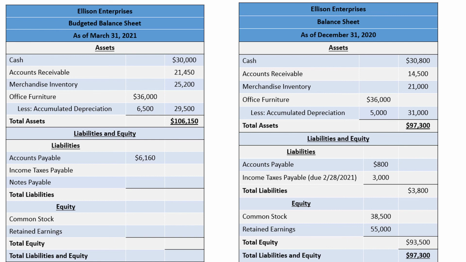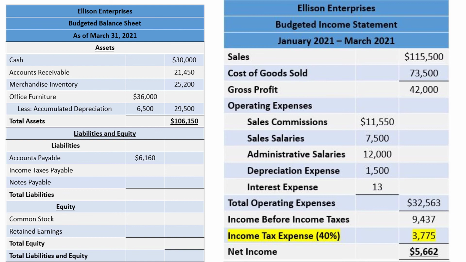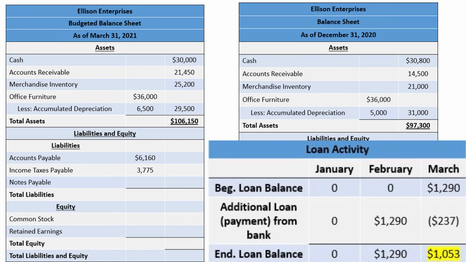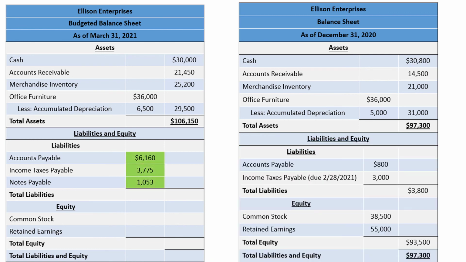Remember that the income taxes from the last period were paid in February on the cash budget, so the only income taxes that still need to be paid are from the current period. We can see from the budgeted income statement that the income taxes are $3,775, which becomes our income taxes payable. We now have notes payable because the company took out a bank loan to meet their cash requirement. On the cash budget, we can see that the bank loan is for $1,053, so that becomes our notes payable balance. We can add up our 3 liabilities to get a total of $10,988.